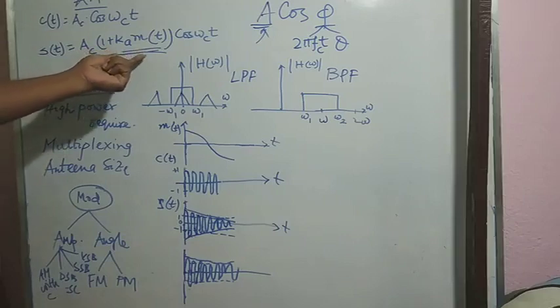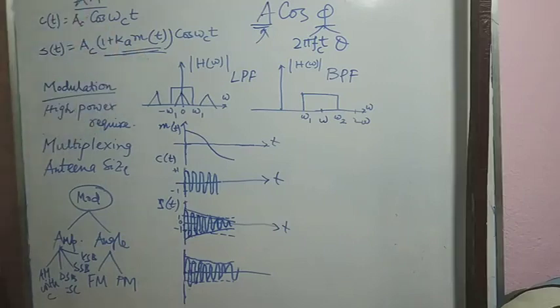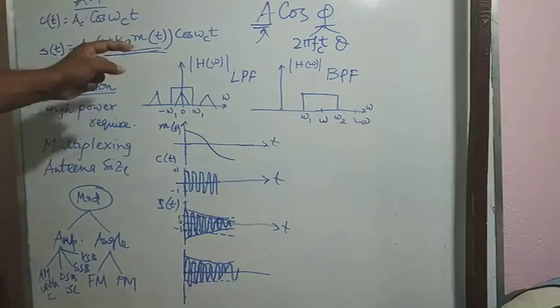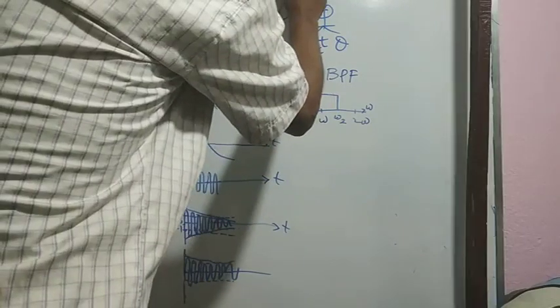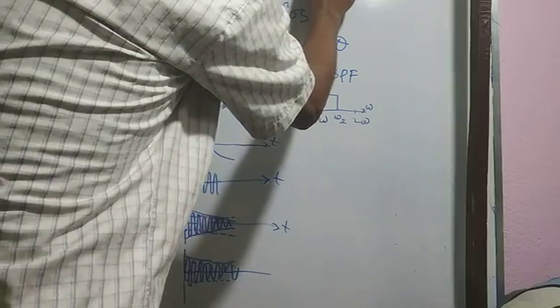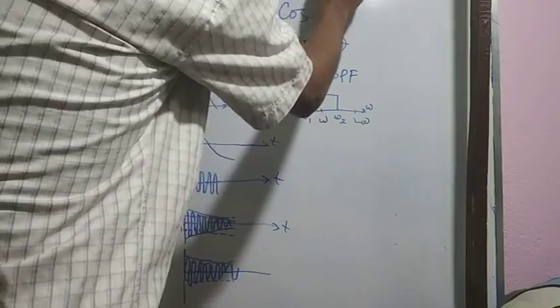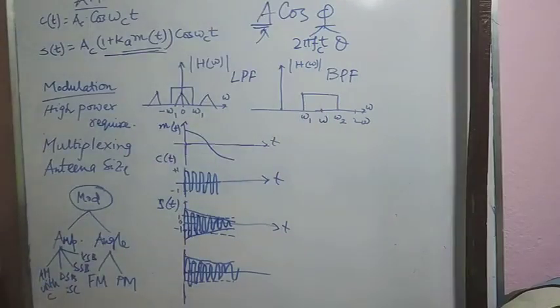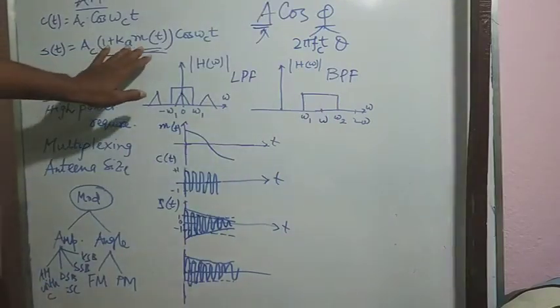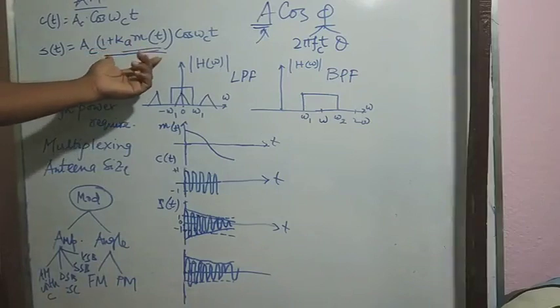If 1 plus Ka m(t), this part, is greater than 0, that means Ka into m(t), the mod of this, is less than 1, then it will always have positive value.